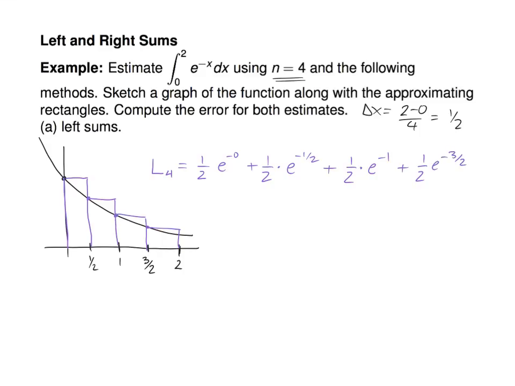So is e to the negative 0 just e to the 0? Oh, yeah, which is 1. I just did want to point out that what you do is you plug 0 into the function. Does that make sense? Is there anything you can do to make your life a teensy bit easier here? Factor out 1/2. So it's 1/2 times 1 plus, excuse me, e to the negative 1/2 plus e to the negative 1 plus e to the negative 3/2.